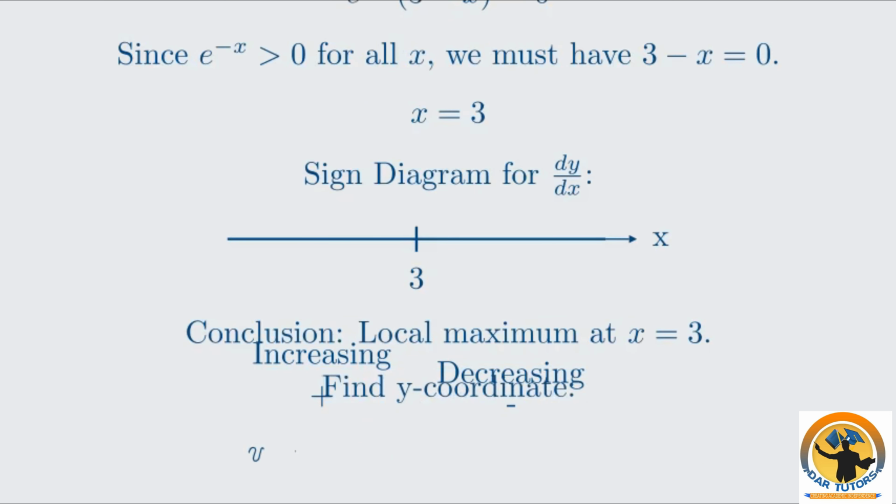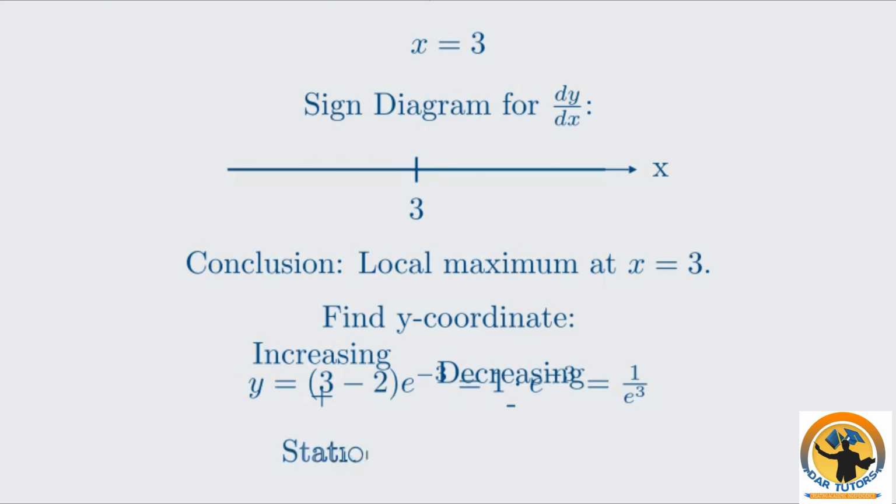Finally, we find the y-coordinate by substituting x equals 3 into the original function. y equals 3 minus 2 times e to the negative 3, which is 1 over e cubed. So, the exact position of the local maximum is at the point (3, 1/e³).